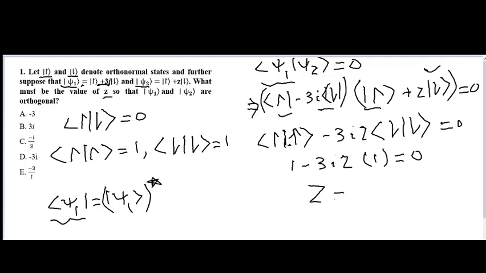A little simplification gives us z is equal to 1 over 3 iota. For answer to be in standard form, we will rationalize it and will get the answer as minus iota divided by 3, which is option C. So C is the correct option for this problem.